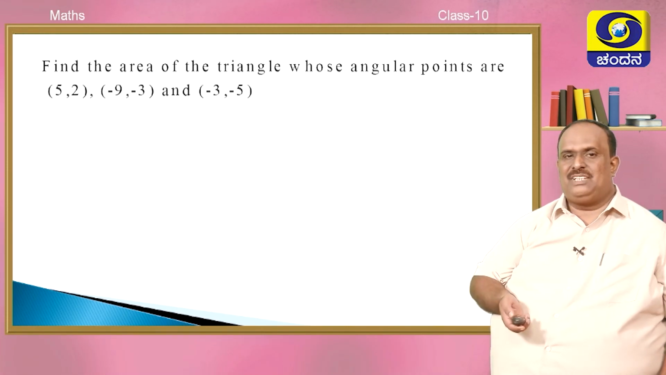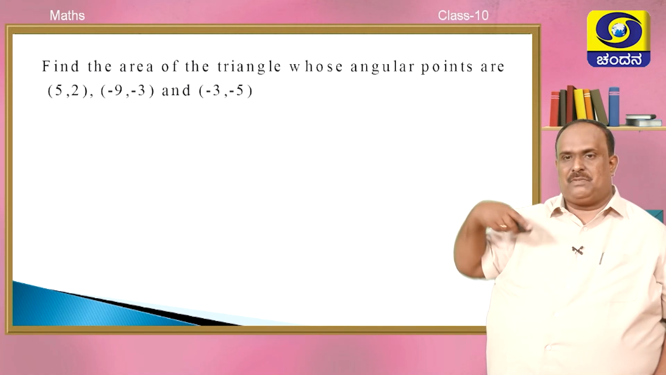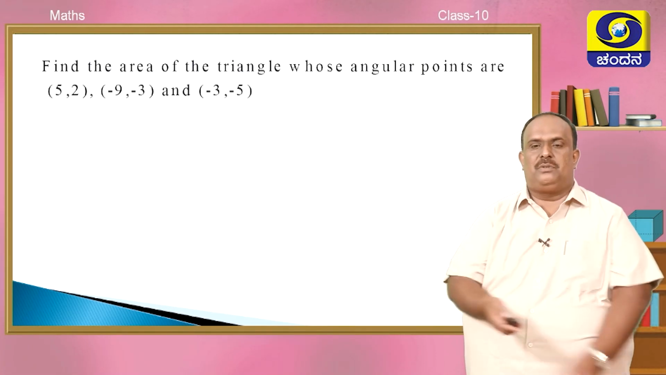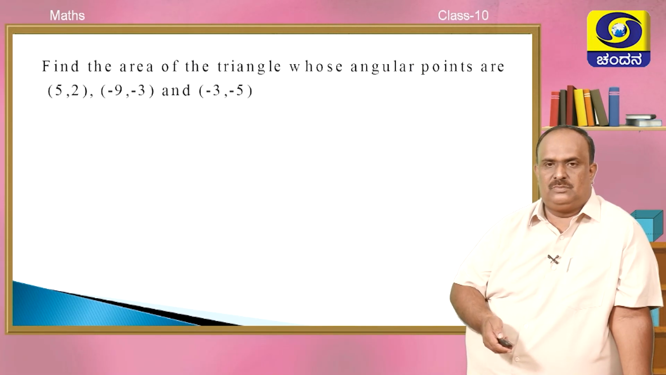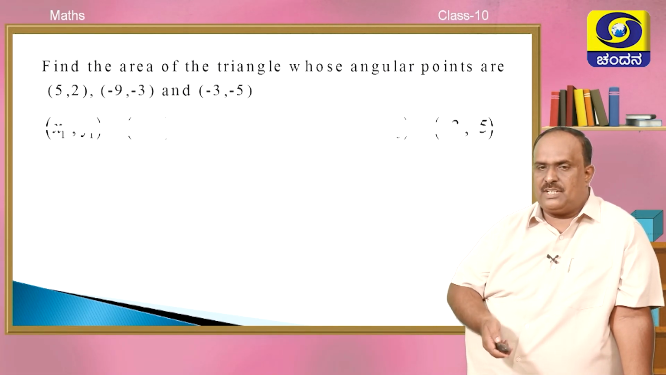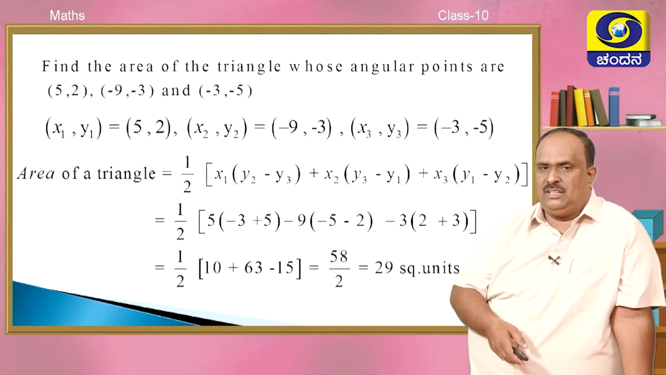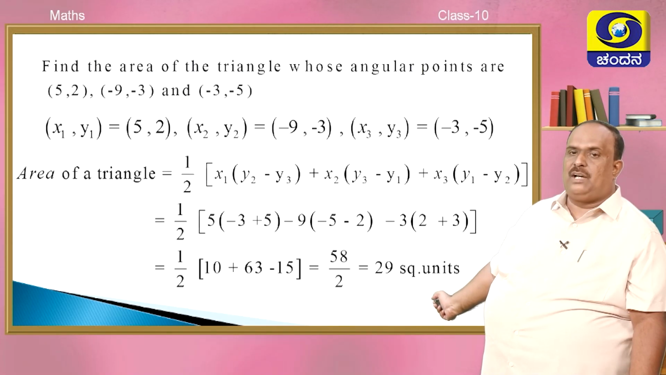Same type of question. Find the area of the triangle whose angular points are given. Same vertex, angular point, one and the same. Angular points are given to you. Data. What is given? Data is written. Fine. Formula is written and substituted. The value obtained is 58 by 2, 29 square units.